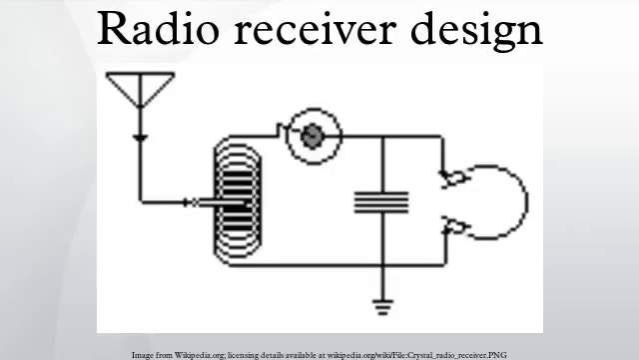The greatly improved selectivity of the superheterodyne receiver overtook the TRF design in almost all applications. However, the TRF design was still used as late as the 1960s among the cheaper transistor radios of that era.